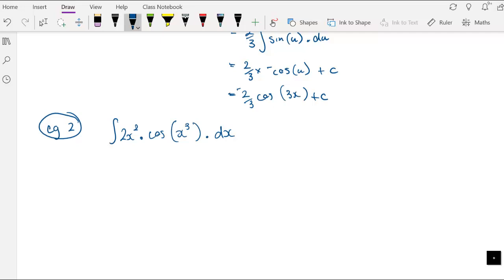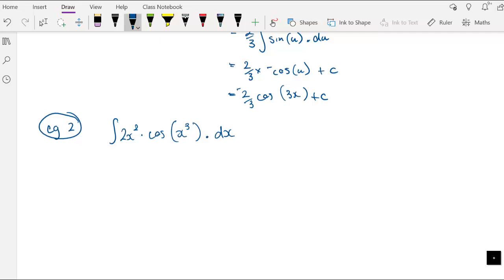Okay, so when we look at this example, we've got the integral of 2x squared multiplied by cos x cubed with respect to x. Now we can't use any of our general rules in this scenario because this isn't linear within, and we've got this extra product out front.